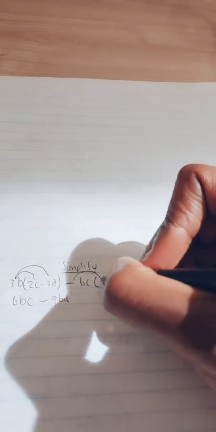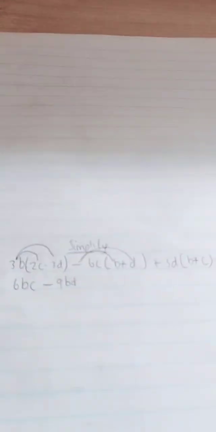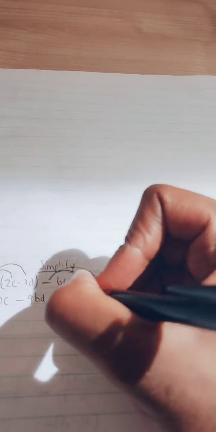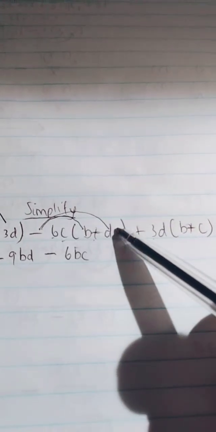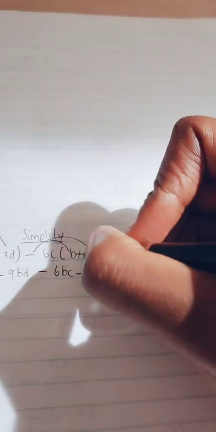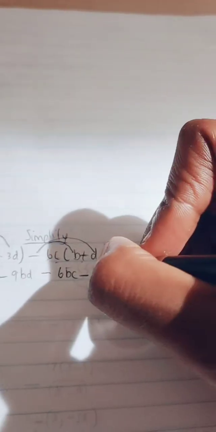Negative 6c, we do the same thing. There's a bracket, monomial by binomial: sign, number, letter. Negative times a positive is negative. 6 times 1 is 6. C times B is BC. Same thing, negative 6 times D: sign, number, letter, sign. Negative times a positive is negative. 6 times 1 is 6, and then C times D is CD.